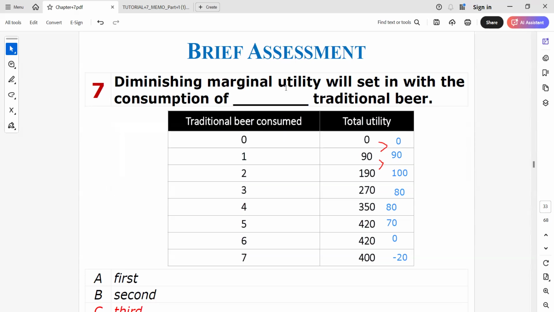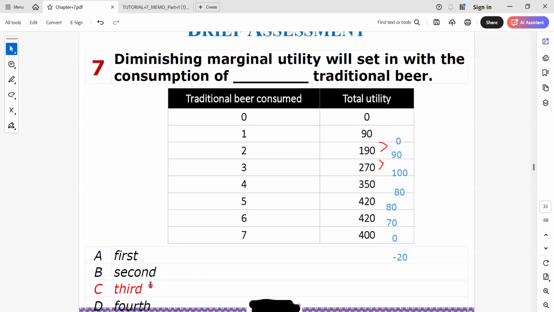They say diminishing marginal utility will set in when. So we need to look where your marginal utility is decreasing. So 90, 0 to 90, it's increasing. 100, it's increasing. 80, your marginal utility is decreasing. So it's here on your third beer that diminishing marginal utility will set in. And then what did I say? Third. Yeah, the answer is 3.